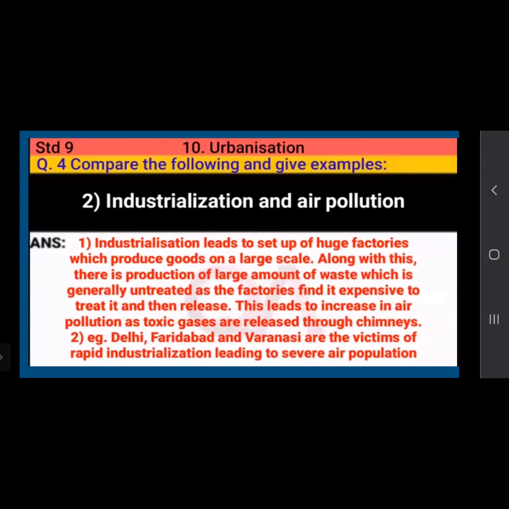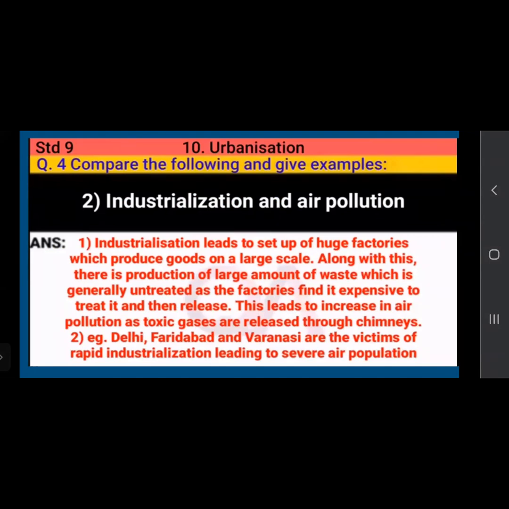Now, industrialization and air pollution. So, we have to compare them with examples. Industrialization leads to the setup of huge factories which produce goods on a large scale. Along with this, there is production of a large amount of waste which is generally untreated as the factories find it expensive to treat it and then release it. This leads to an increase in air pollution as toxic gases are released through chimneys.